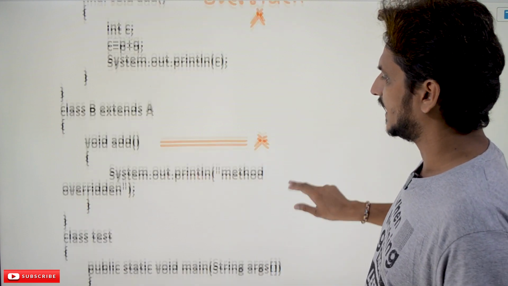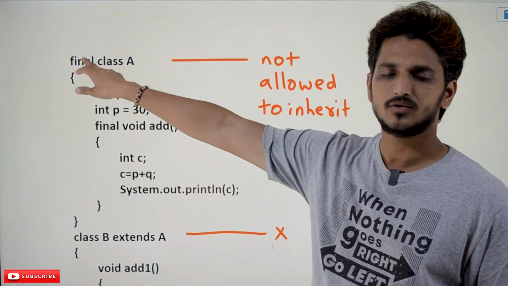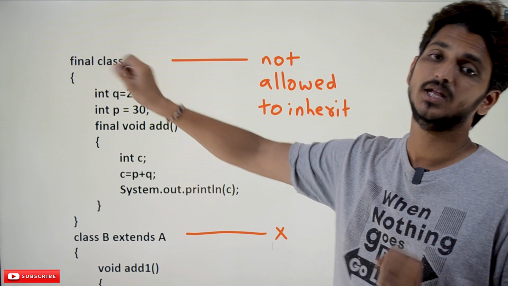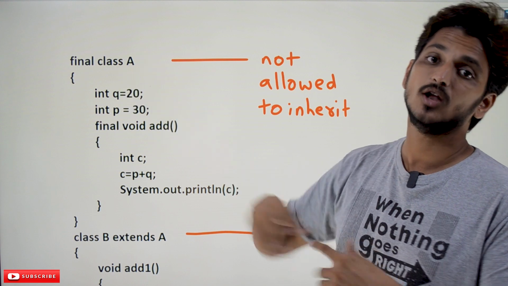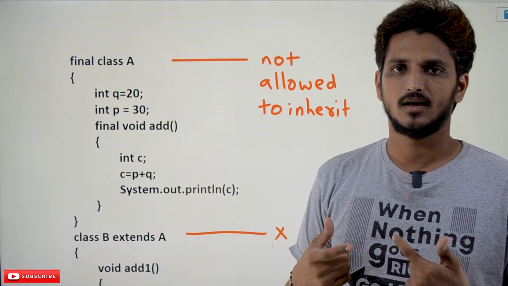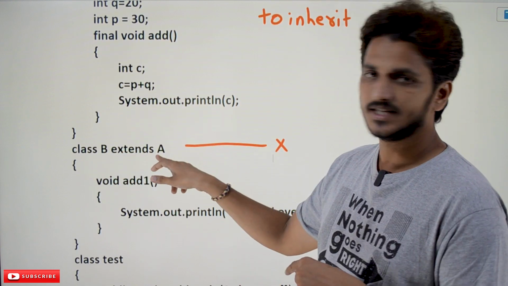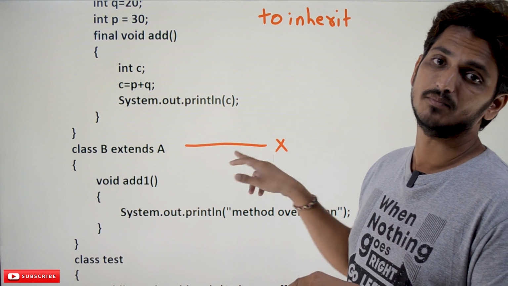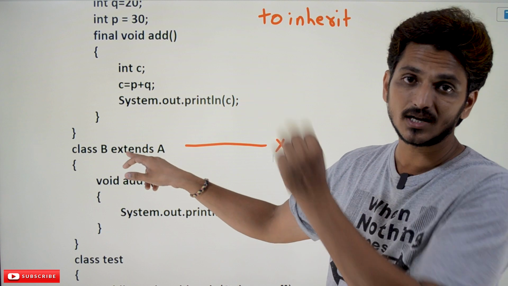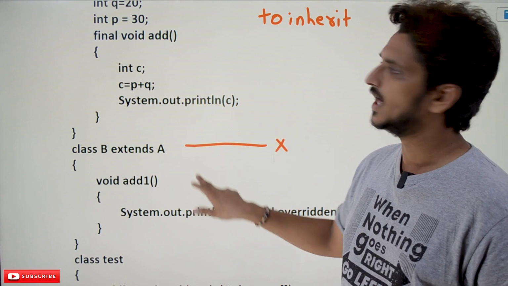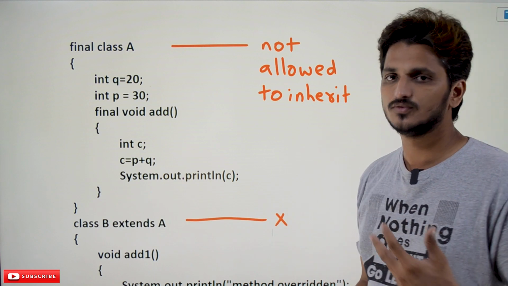The next one is if you use this before a class A, where we have mentioned it as final. What is the meaning of that? It is not allowed to inherit. So class A is not allowed to be inherited. That is the meaning of final before a class. So let's take class B extends A. It is going to show you a compile time error. It is not allowed because B is going to inherit A, which is not allowed because A is defined as final. These are the three uses of the final keyword.